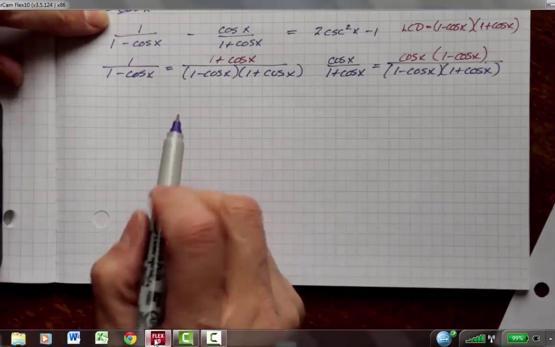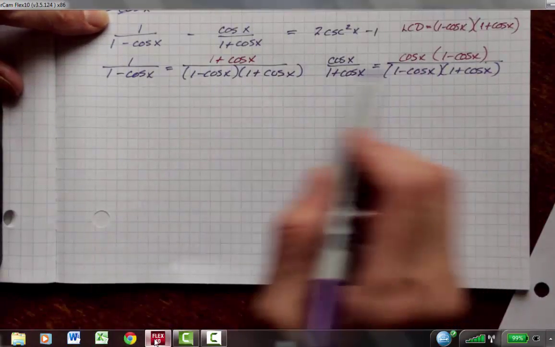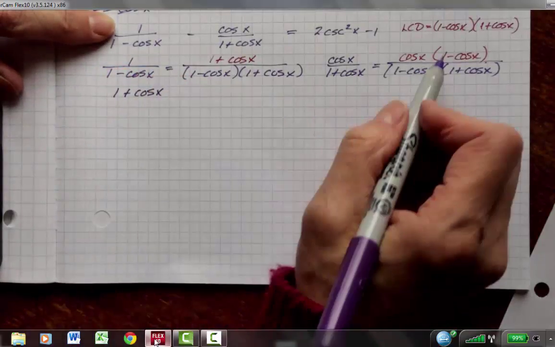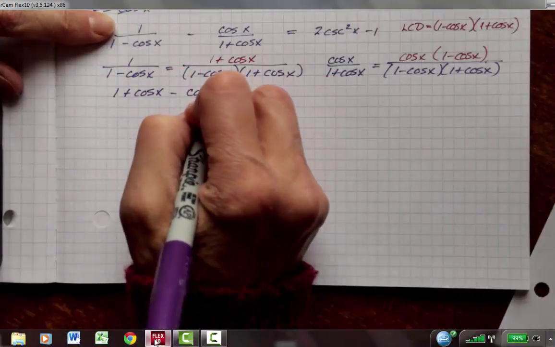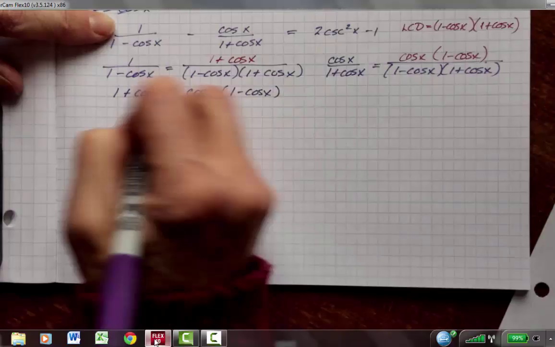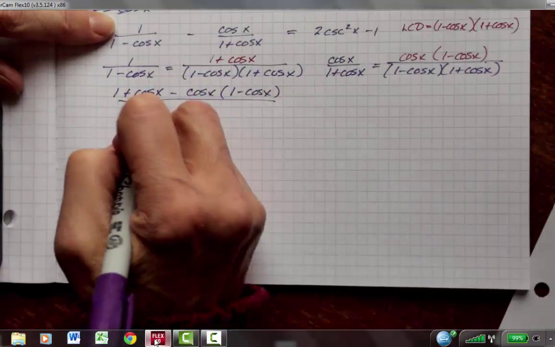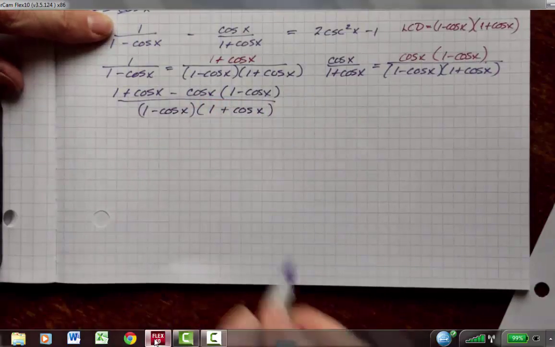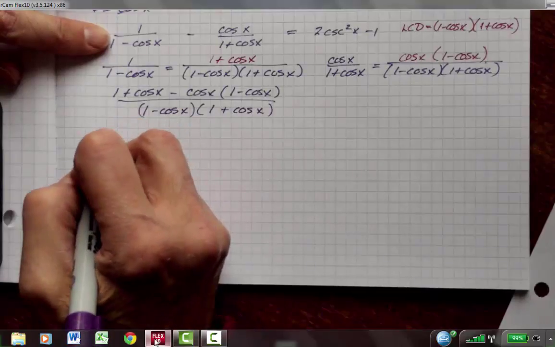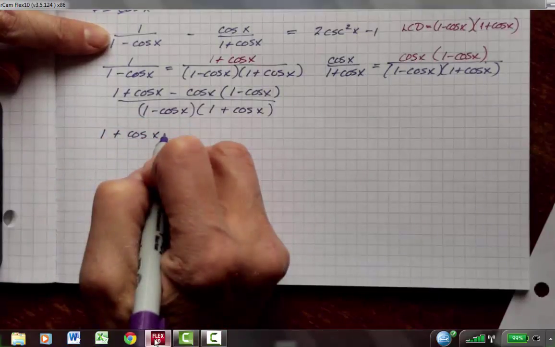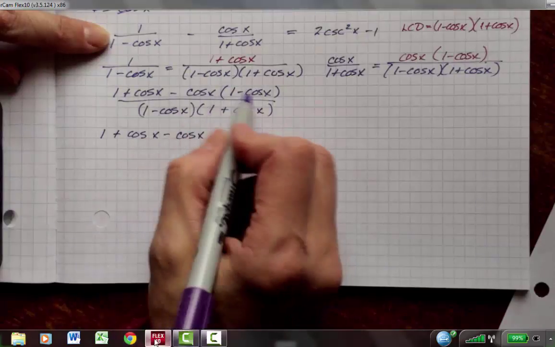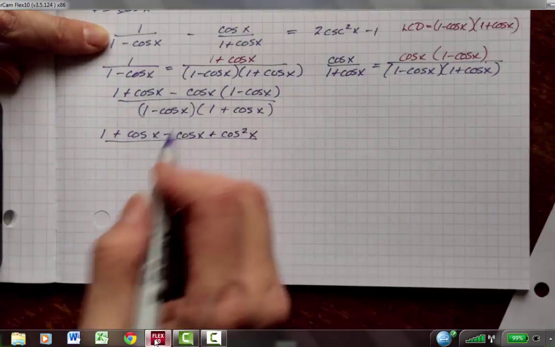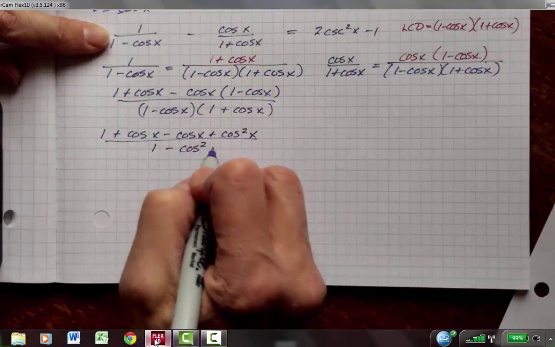So now that I have the same denominator for my equivalent fractions, I can go ahead and subtract them. So I'm going to have 1 plus cosine x, and I'm going to be subtracting the second fraction, cosine x times 1 minus cosine x. And then that's going to be all over my LCD, 1 minus cosine x times 1 plus cosine x. Using my distributive property in the numerator, I end up with 1 plus cosine x minus cosine x plus cosine squared x. In the denominator, when I FOIL this, I end up with 1 minus cosine squared x.